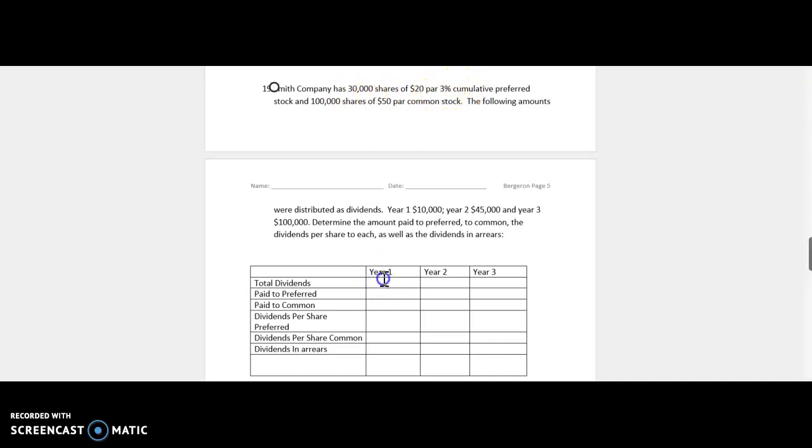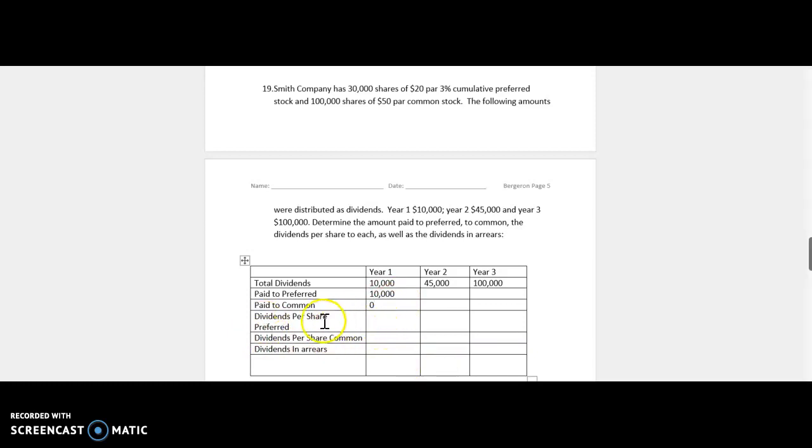Let's go ahead and put in how much they were actually paid. So this is given to you. Year 1, it was 10,000. Year 2, it was 45,000, and in year 3, it was 100,000. Okay, so for year 1, I wanted to give them 18,000, but I only gave them 10, so they're only going to get what I'm able to give them, and common stockholders won't get any.